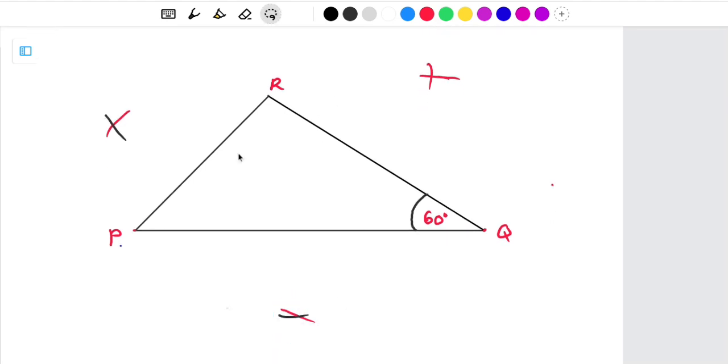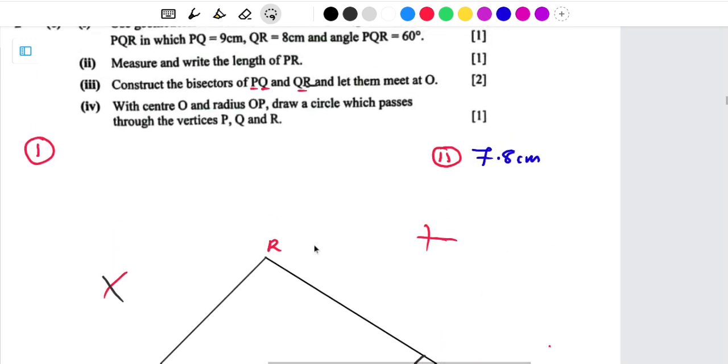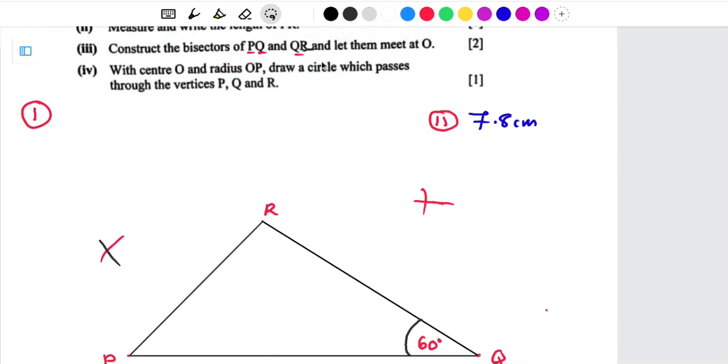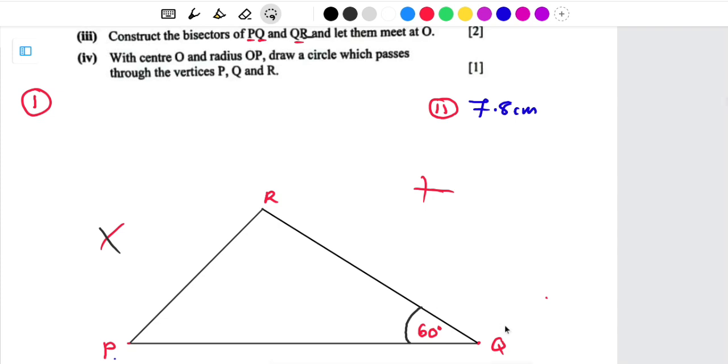But remember, the question was saying, construct the bisectors of PQ and QR and let them meet at what? O. So we have PQ. Where is PQ? PQ is this one, isn't it? Then apart from that one, we also have QR. Where is QR? QR is this one.